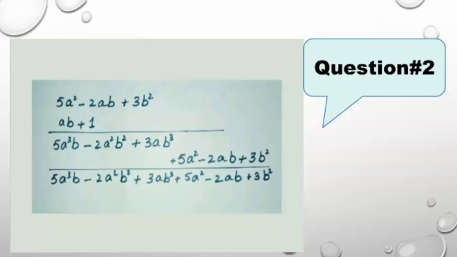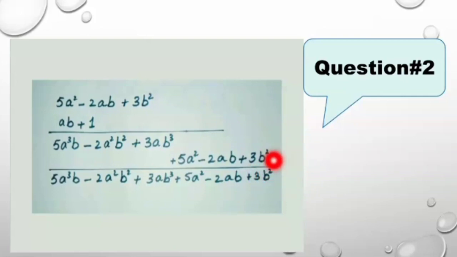Let's start multiplication. ab multiplied by 5a square will be equal to 5a cube b. ab multiplied by minus 2ab will be equal to minus 2a square b square. ab multiplied by 3b square will be equal to plus 3ab cube. Now multiply 1 with each term of the first polynomial. 1 multiplied by 5a square will be equal to 5a square. 1 multiplied by minus 2ab will be equal to minus 2ab. 1 multiplied by 3b square will be equal to 3b square.